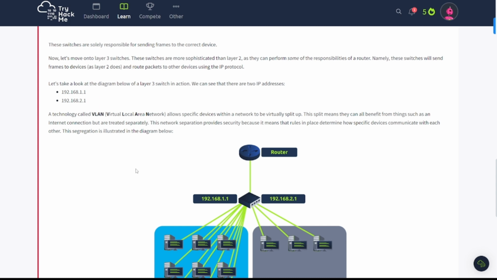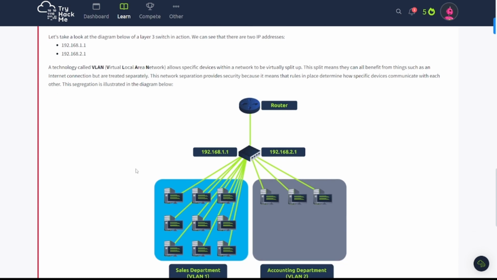We can see that there are 2 IP addresses, 1.1 and 2.1. A technology called a VLAN, Virtual Local Area Network, allows specific devices within a network to be virtually split up. This means they can all benefit from things such as an internet connection but are treated separately. The separation provides security because it means that rules in place determine how specific devices communicate with each other. This segregation is illustrated in the diagram below.